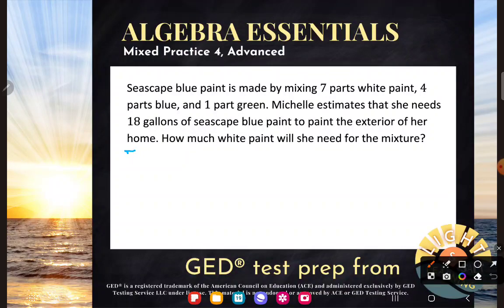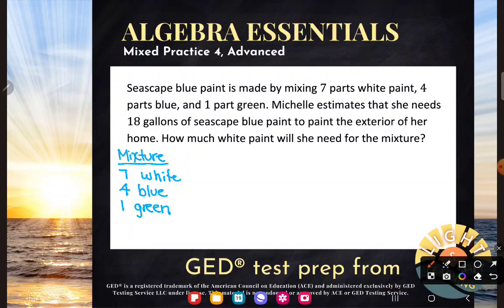So I need 7 parts white. Oh, you know what? Let's label what we're doing. So this is the mixture. All right, 7 parts white paint, 4 parts blue paint, and 1 part green.